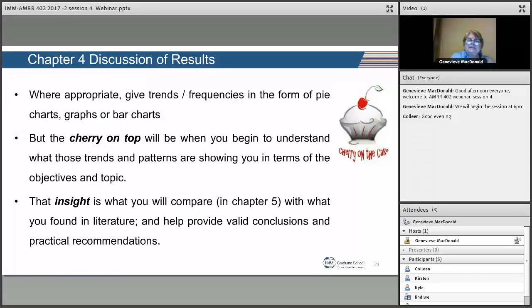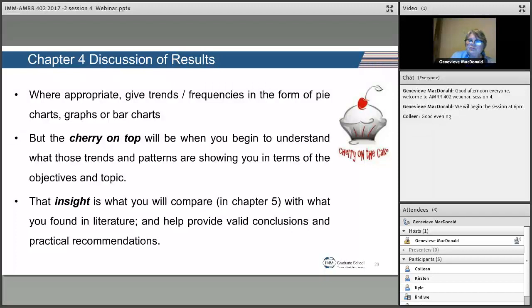Where appropriate, give trends and frequencies in the forms of pie charts, graphs, or bar charts. But the cherry on top, the value added, will be when you begin to understand what those trends and patterns are showing you in terms of the objective and in terms of the topic.